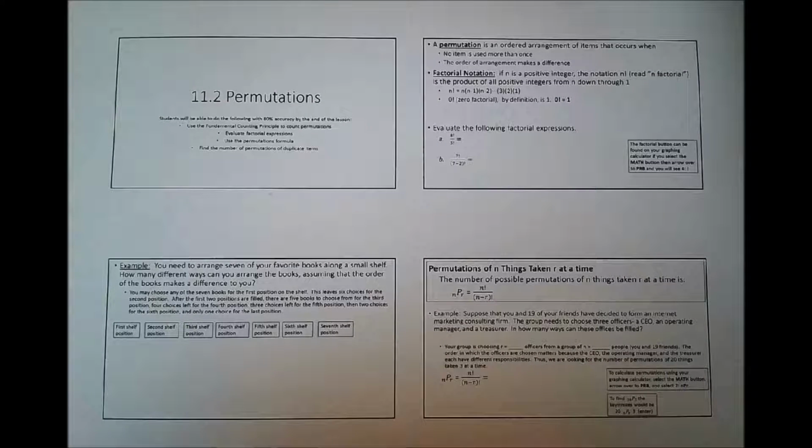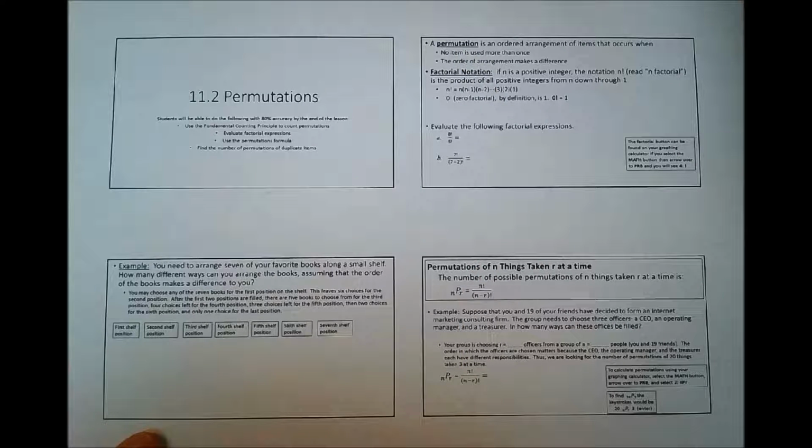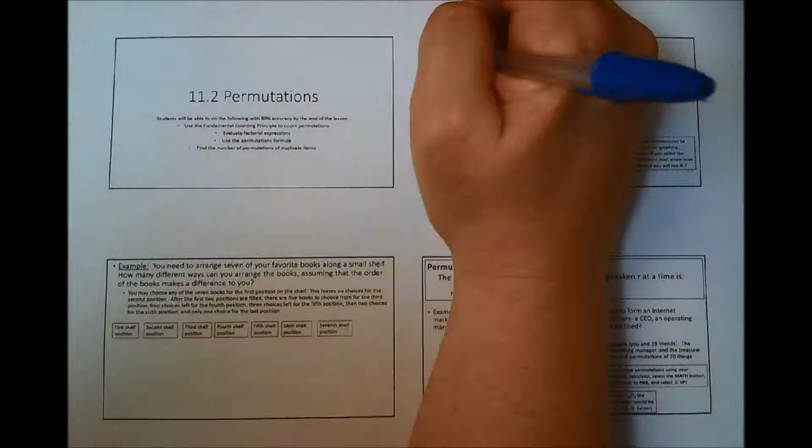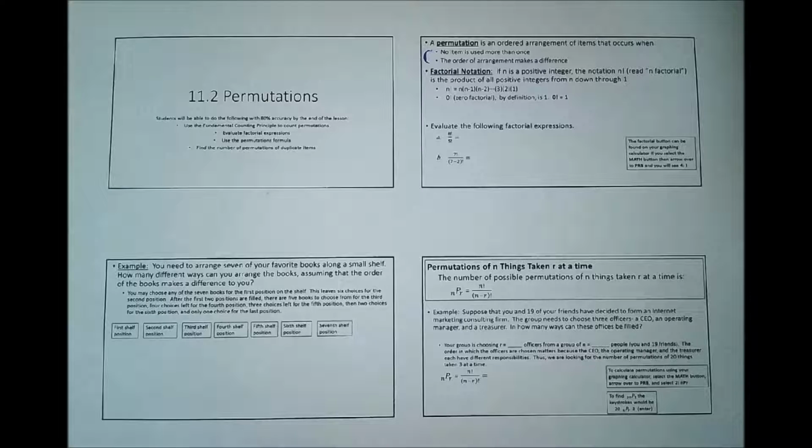Okay, a permutation is an ordered arrangement of items that occurs when no item is used more than once and the order of the arrangement makes a difference. So this is actually kind of important when you're doing homework that isn't today's homework.